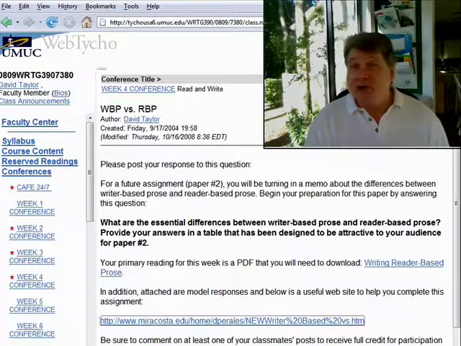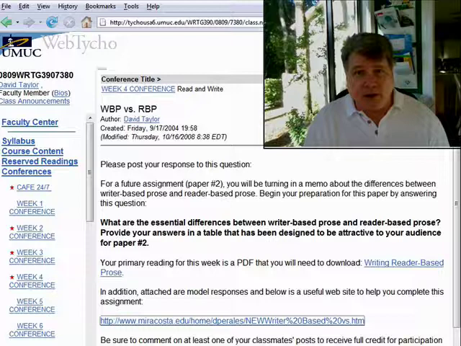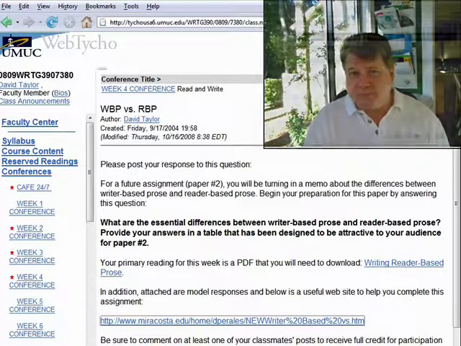As members of the professional workplace, you know that you have an audience and you must communicate clearly to that audience. So what we're going to be doing in this conference is looking really, really closely at some of the underlying strategies, tips, and tricks that will allow you to better communicate with your particular audience. And that's what reader-based prose is all about.